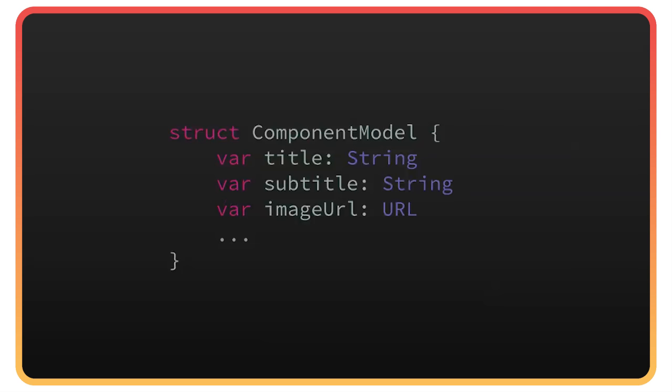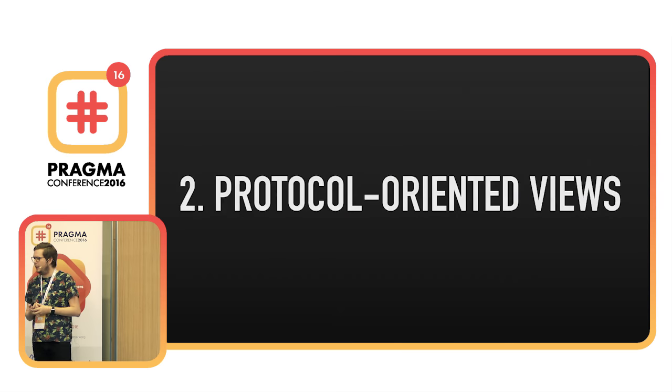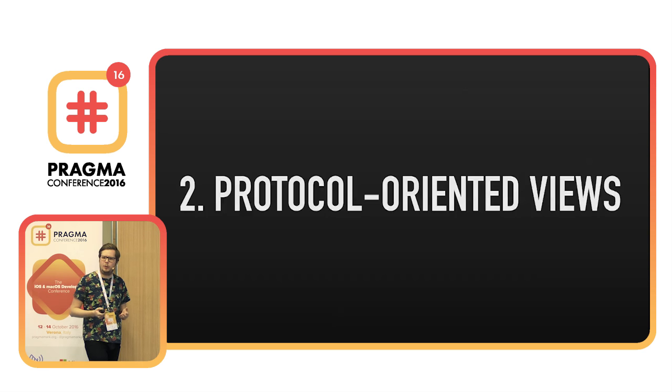Well, instead of containing things like name and country, it contains more generic fields like title, subtitle, image URL, icon, etc. Things that we can use to express many different types of entities, not only a single one. So the shared data model was the #1 thing that we needed to implement. The second thing we needed to do was to create protocol-oriented views.